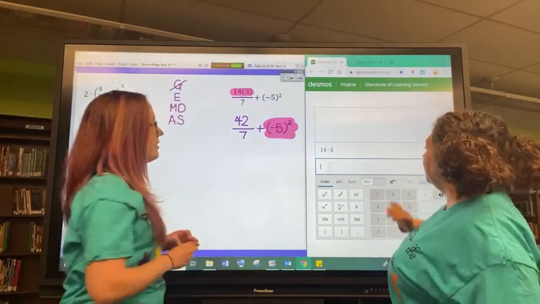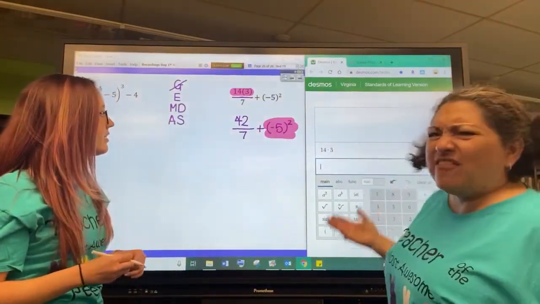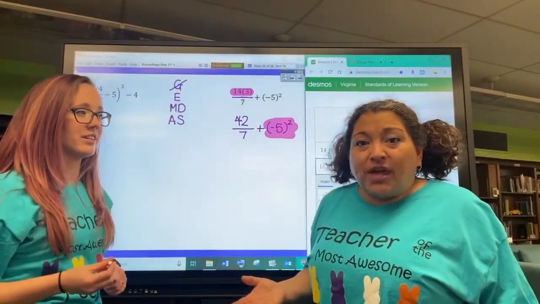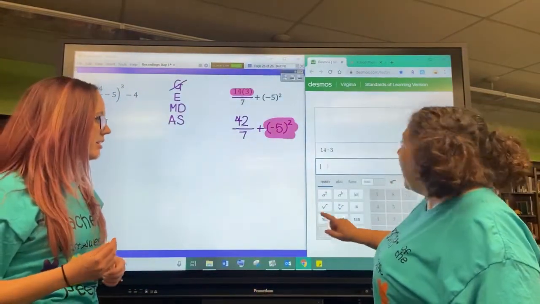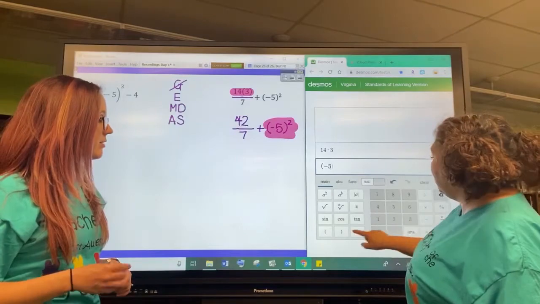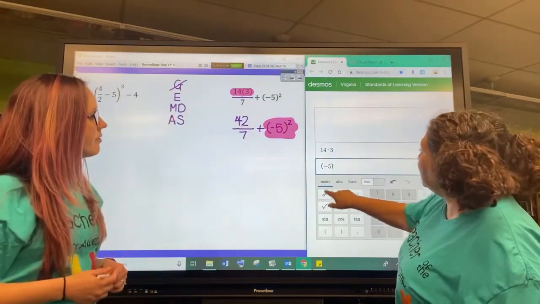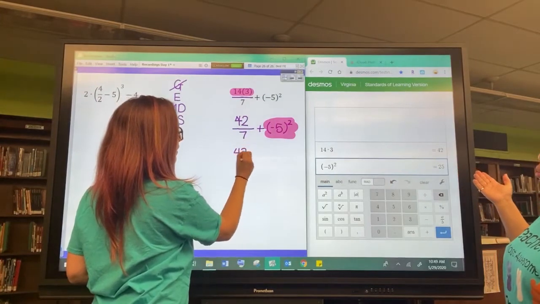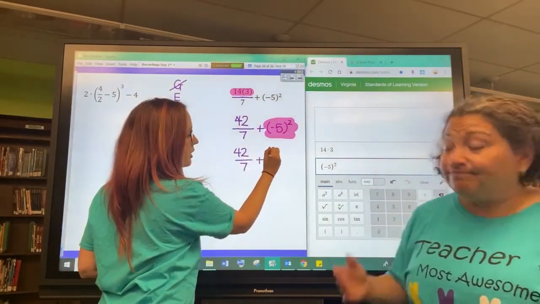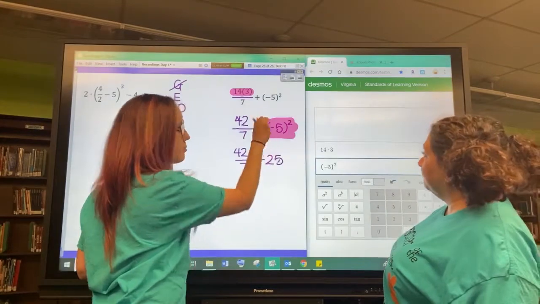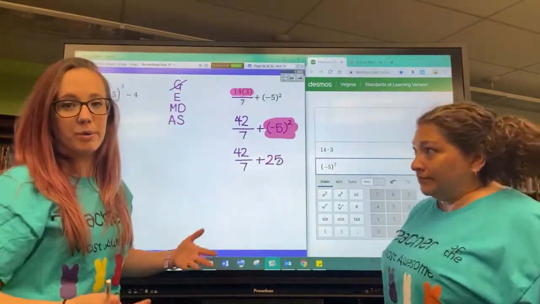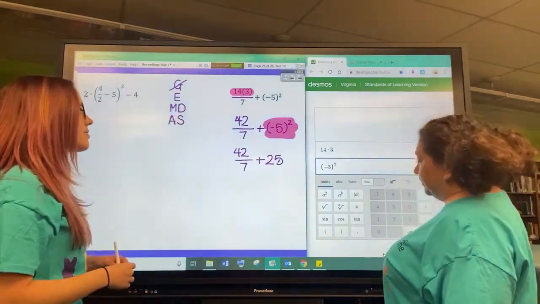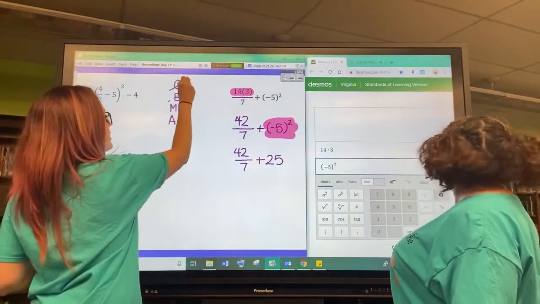All right. So what I'm going to do, since they have it in parentheses, I'm going to go ahead and just put that in my calculator. Okay, so I'm going to have a parentheses. I'm going to put in -5, and then I'm going to raise it to the 2nd power. And I end up with 25. And it's really important that you do that. If it's in parentheses in the problem, you need to put it in your calculator in parentheses. Okay. All right, done with exponents.